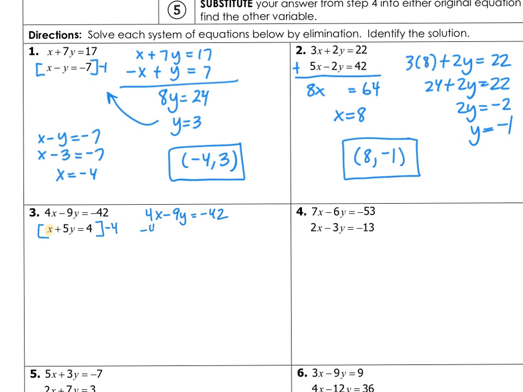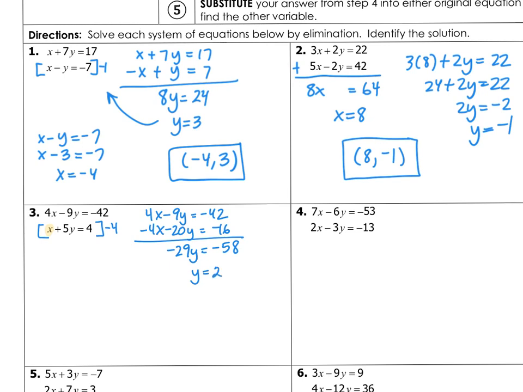Bottom equation, I'm multiplying every term by -4 all the way across the board on both sides of the equal sign. If you don't do every term, you're going to mess this up. So now I can add these together so my x's will cancel. That leaves me -29y equal to -58. And if I divide by -29, I get 2.